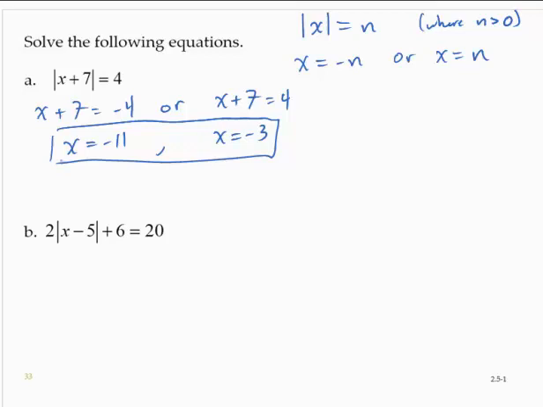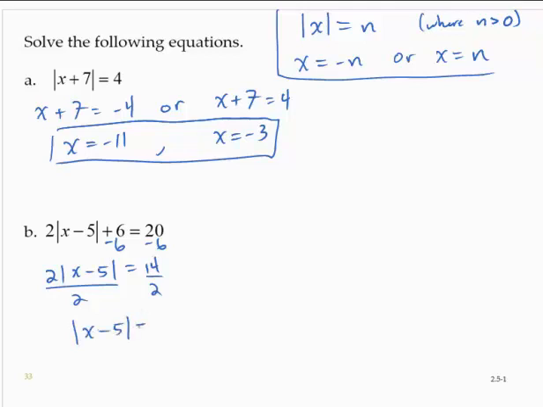Now, exercise B has a slightly more complicated equation. 2 times the absolute value of x minus 5, plus 6, is equal to 20. What I'm going to do is solve for the quantity in absolute value, and then I'll use the fact that I stated earlier. So the first thing I'm going to do is subtract 6 from both sides. Twice the absolute value of x minus 5 is equal to 14. Then I will divide both sides of the equation by 2, and so I have the absolute value of x minus 5 is equal to 7.